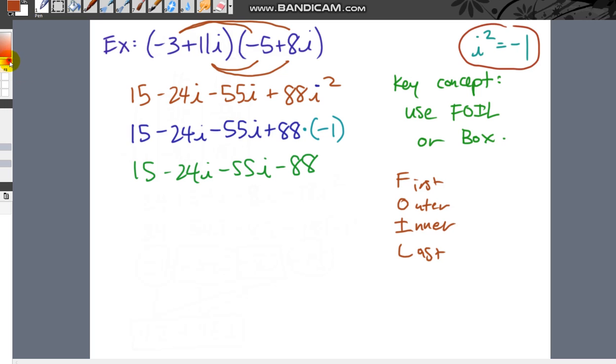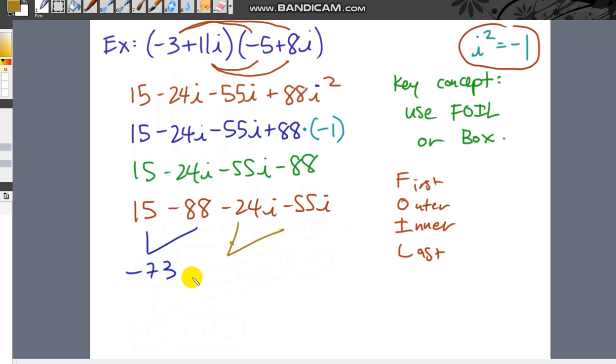Okay, just like I showed you earlier, if you guys wanted to do it this way, right? So you can group these together. So we have 15, you put the minus 88 here if you want, and then you do minus 24i minus 55i if you guys like to keep things consistent. Okay, 15 minus 88, this part will give you a negative 73. Okay, then this part here, we have negative 24i minus 55i, and that's going to get us negative 79i. Okay, so this would be our result that comes out of this.